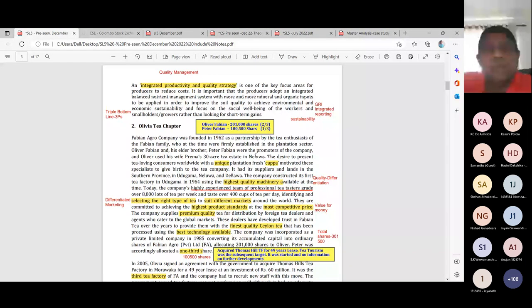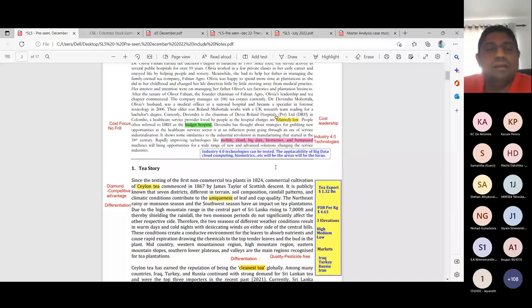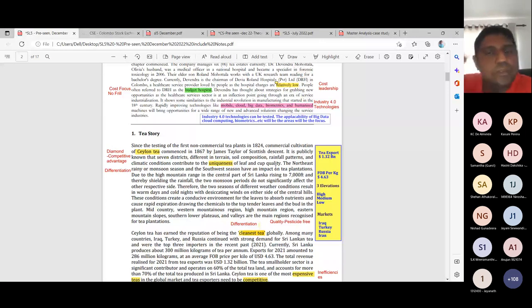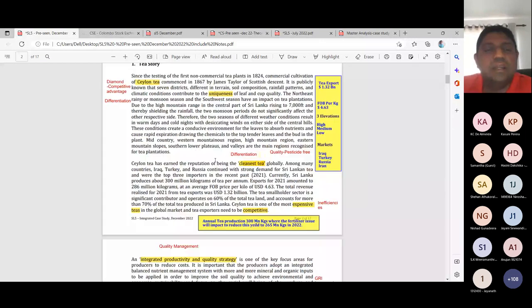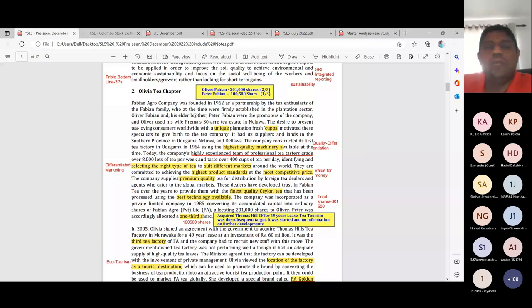Now they are going to talk about the tea company. This material is more about the Sri Lankan tea industry. Now they are going to talk about the company information. Olivia T. Chapter.